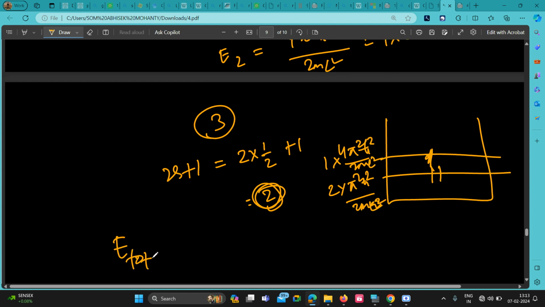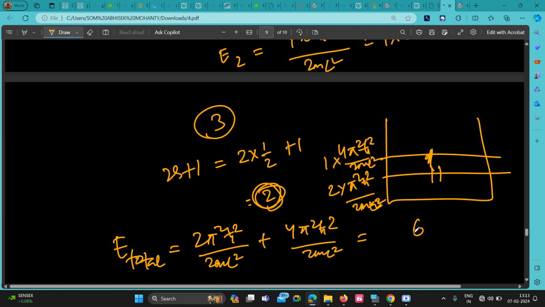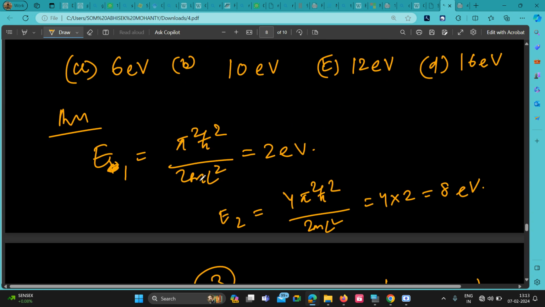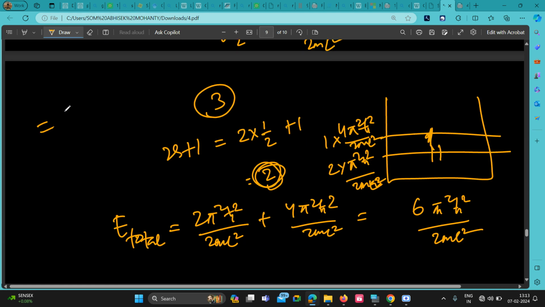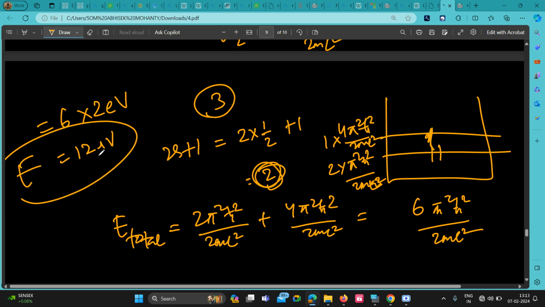So E total will be 2π²ħ²/2mL² plus 4π²ħ²/2mL². That will be 6π²ħ²/2mL². Right? We know π²ħ²/2mL² is 2 electron volt. So 6 into 2 electron volt, that is 12 electron volt. This will be your energy. Is it clear? I hope it's clear.